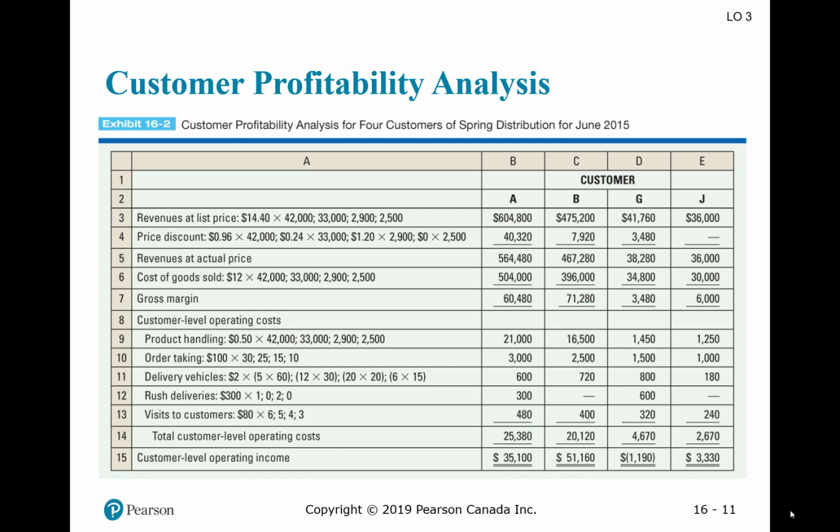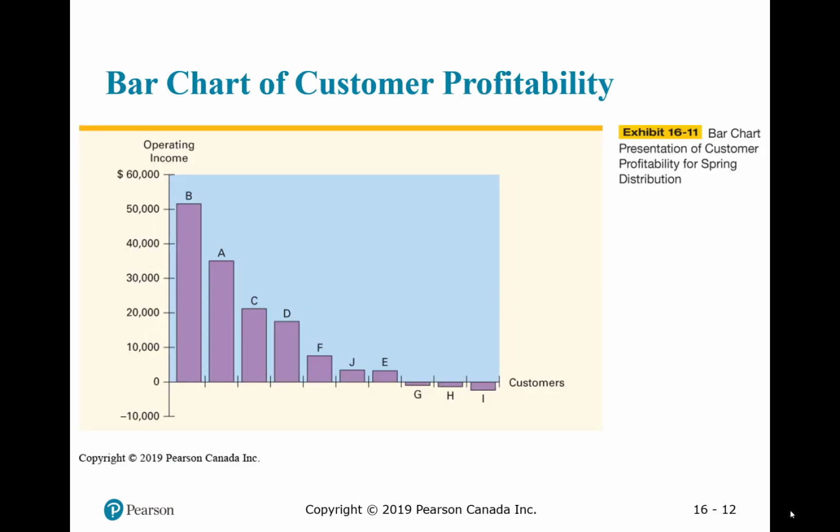One way we can portray how these customers are actually making us money or losing us money is in a bar chart of customer profitability. So here you can see customer B and customer A make us a lot of money, right? Operating income per customer. And in fact, customers G, H, and I actually lose us money, right? So if you look at the total operating income per customer, you can see that if we were to technically drop customers G, H, and I, it could make us more profitable. But ideally, we would want to figure out how to actually make money off of them as opposed to firing them as customers.